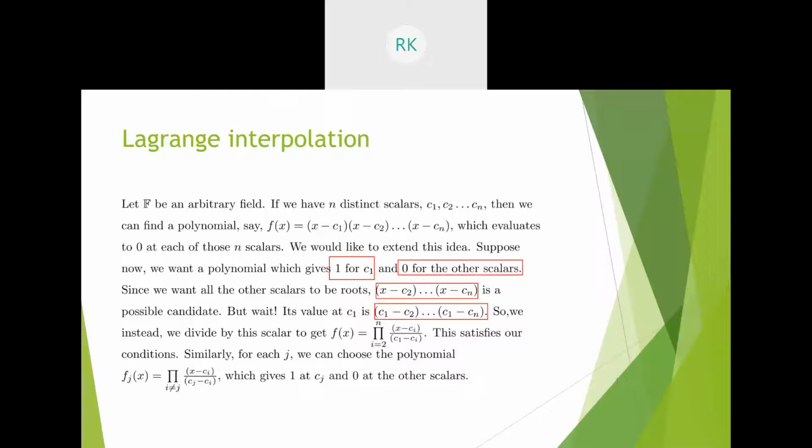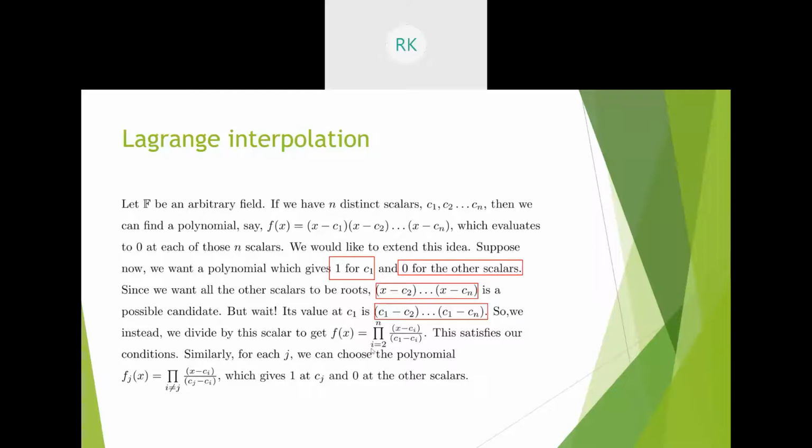Okay, so everyone please reply. That is what we are doing. The product notation is very similar to the summation notation. Just imagine what would have happened if we had summation instead of product: just replace the plus by the multiplication sign. So that thing is equal to the product over i equal to 2 to n of x minus ci by c1 minus ci. This satisfies our condition. It gives you 1 at C1 and 0 at the other scalars.